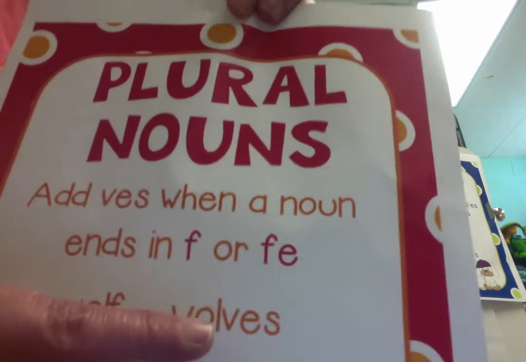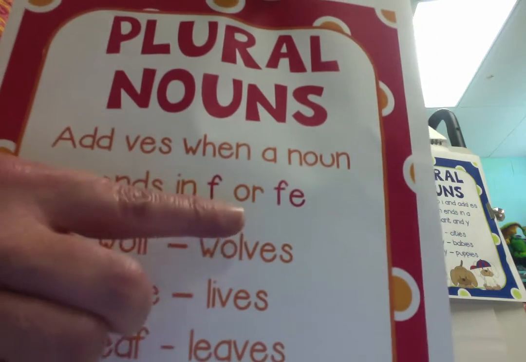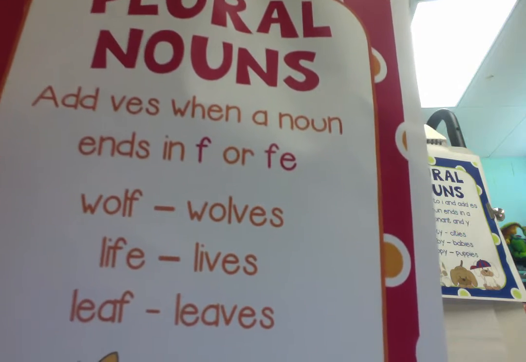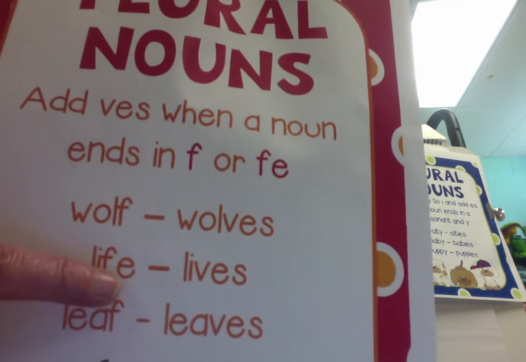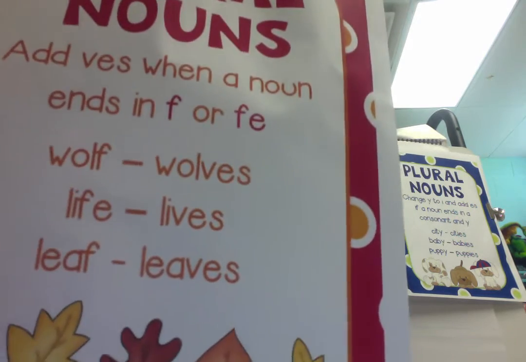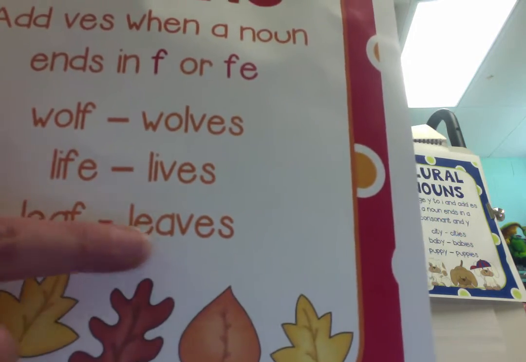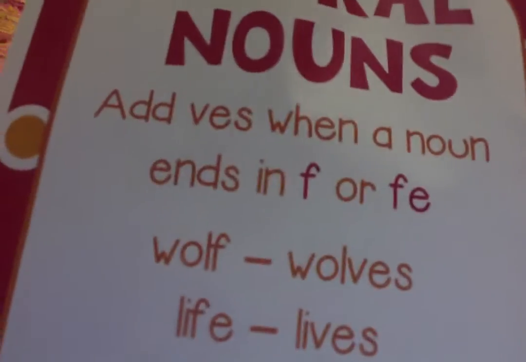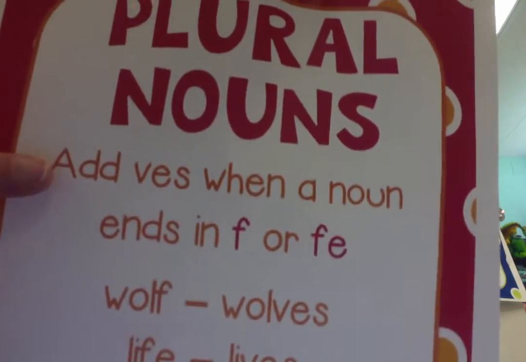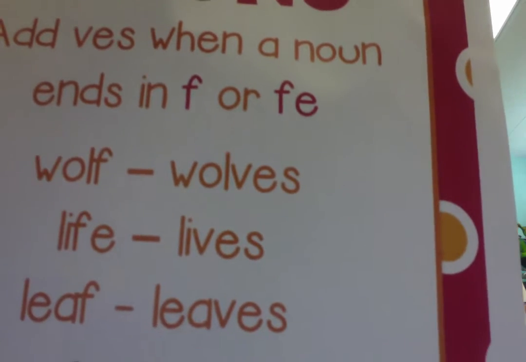So here, boys and girls, I'm looking right here, and this word right here, wolf, ends in an F, so I'm going to make it wolves. Wolf becomes wolves. Here I have life. It ends in an F right here, so I'm going to make it lives. Here I have leaf, one leaf. If I want to have more than one leaf, I'm going to make that FVES. It becomes leaves. So anytime you see plural nouns that end in an F or an FE, make sure you put a VES.